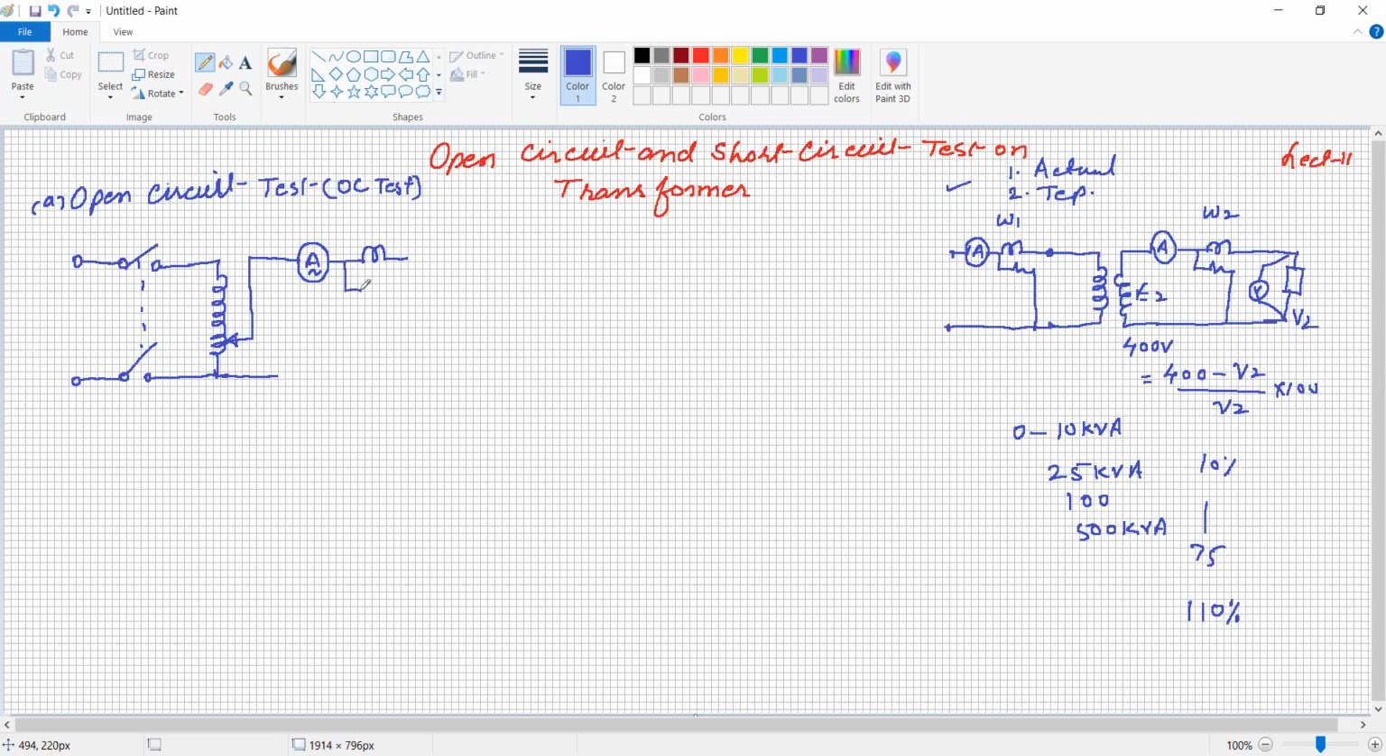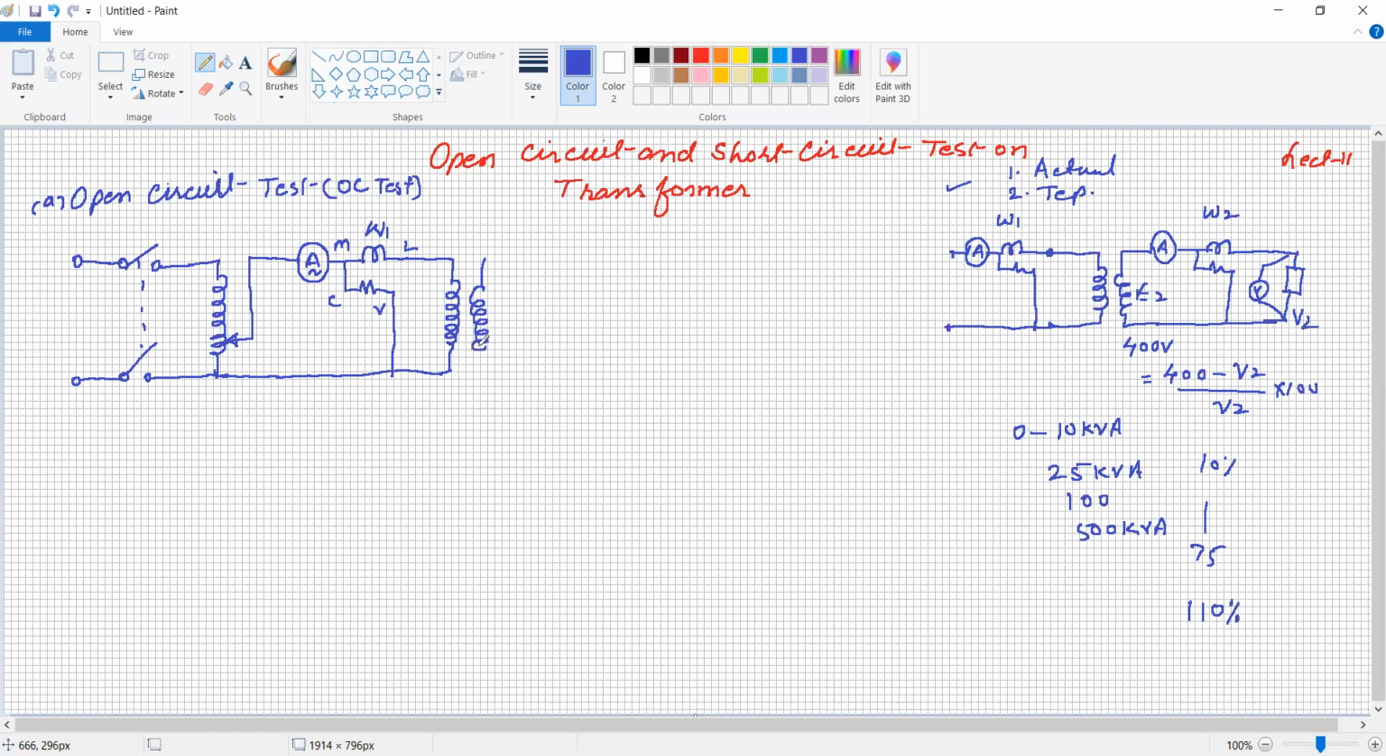To measure the power, because it is an inductive circuit, the multiplication of current and voltage is not the active power, because the power factor comes into the AC circuit. So a single phase wattmeter is used. W1 is the wattmeter. The current and voltage range of the wattmeter is selected as per the capacity of the transformer.